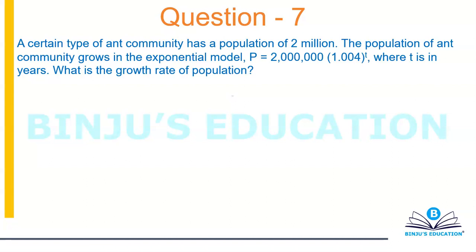Alright, a certain type of ant community has a population of 2 million. The population of the ant community grows in the exponential model P is equal to 2 million times 1.004 to the power t, where t is in years. What is the growth rate of this population? They are asking us to calculate the rate.